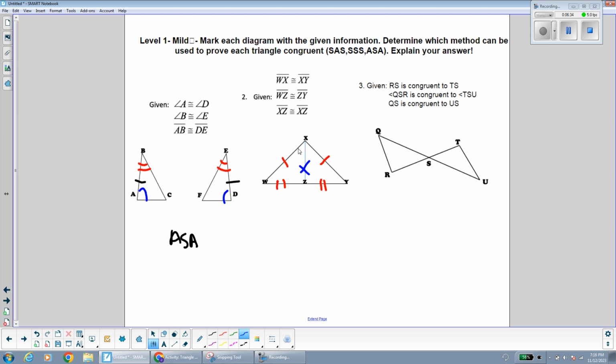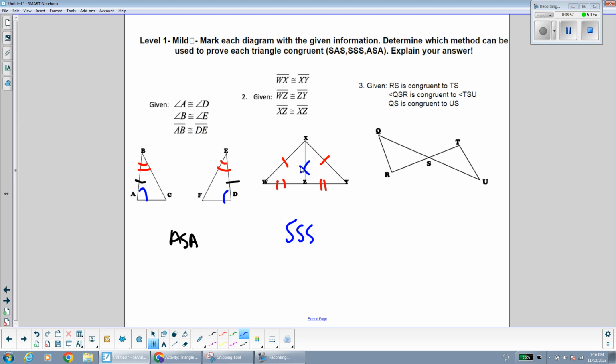So always look out for shared sides between triangles. It comes up a lot, and it gives you a side that you know is congruent to itself. So it's really, really nice when we have that shared side. So here we have SSS. We have 1, 2, and the shared side, 3 pairs of congruent corresponding sides between the two triangles here.